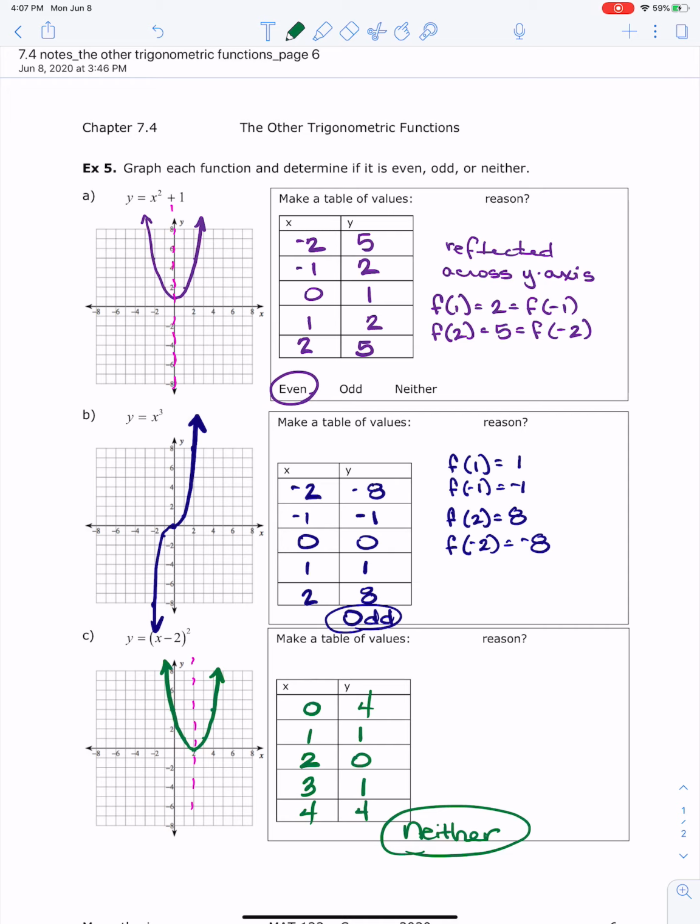Okay? f of x does not equal f of negative x. If I plug in 2, I get 0. If I plug in negative 2, I get 16. So this is not even. And I'm going to use my little cheat method, does not contain origin, because this graph does not go through (0, 0). So it's not odd. And that is it.